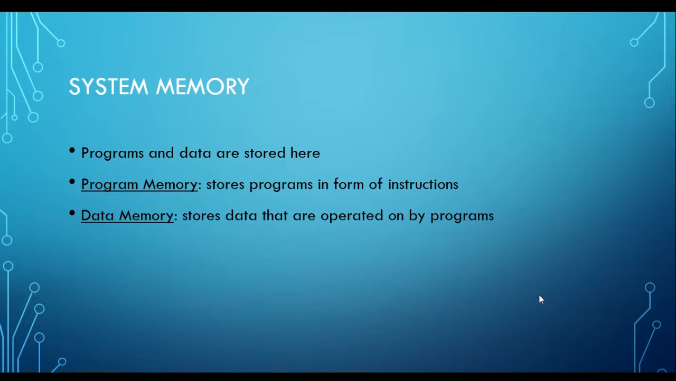So program memory is something that you type out and you compile and you save it. It's more permanent. Data memory is only required for storing stuff when you're running a program. So make sure you get these two very clearly.